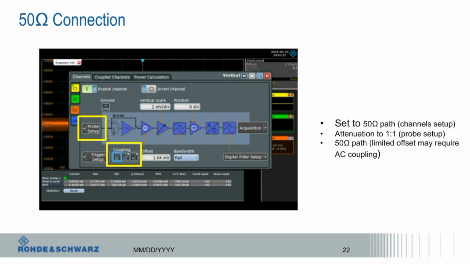As most scopes don't have enough built-in offset on the 50 ohm path, engineers will often go into coupling and change from DC to AC coupling. This essentially eliminates the DC levels, allowing the user to just focus on the AC characteristics of the signal.